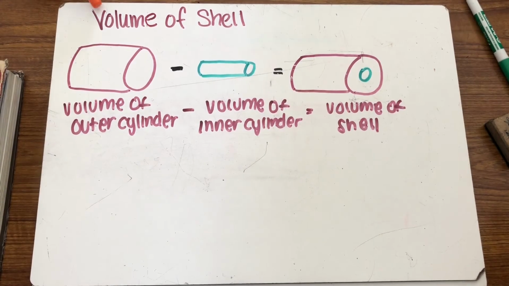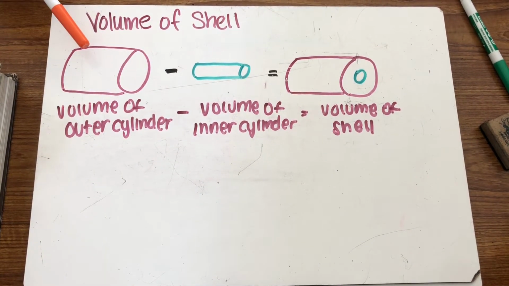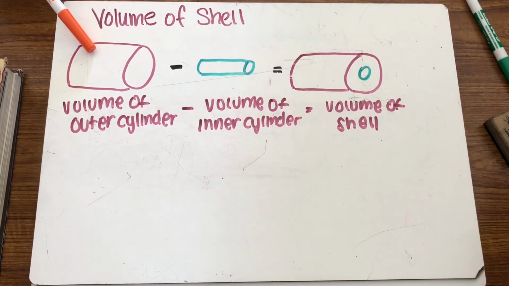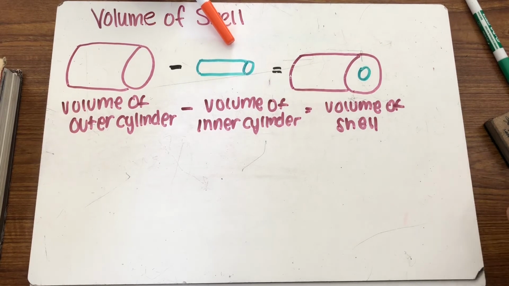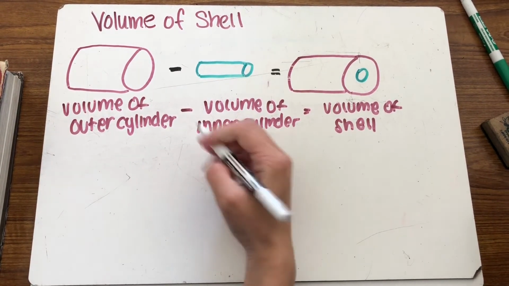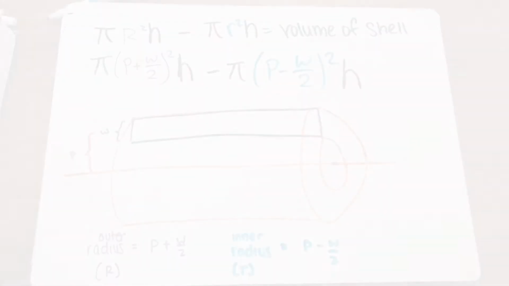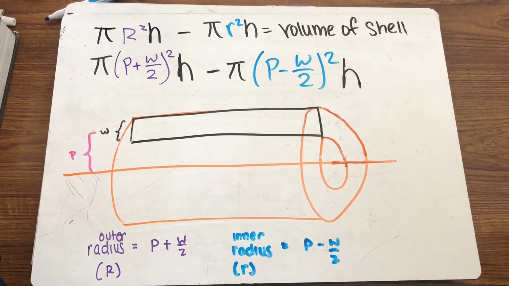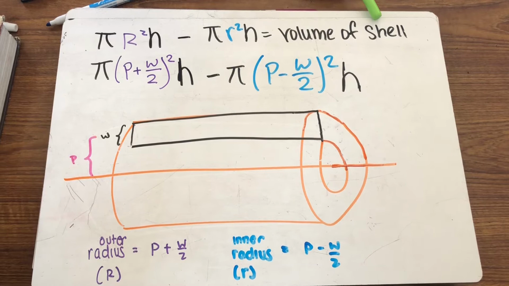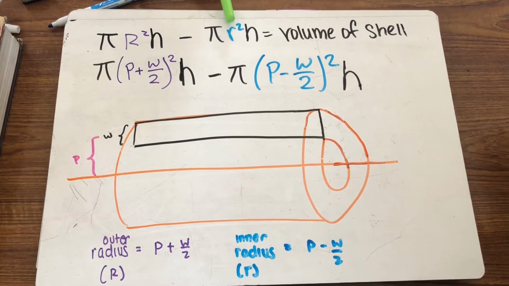In order to find the volume of the solid of revolution, we must find the volume of the shell. To find the volume of the shell, we must subtract the volume of the inner cylinder from the volume of the outer cylinder. And to find the volume of cylinders, we use the cylinder equation, which is volume equals pi r squared h.